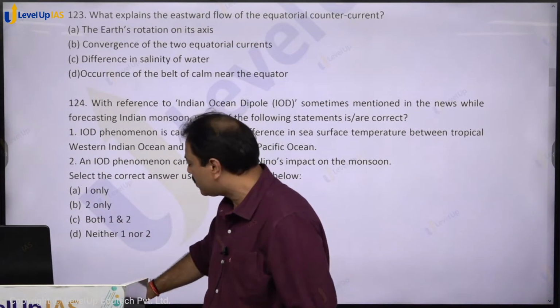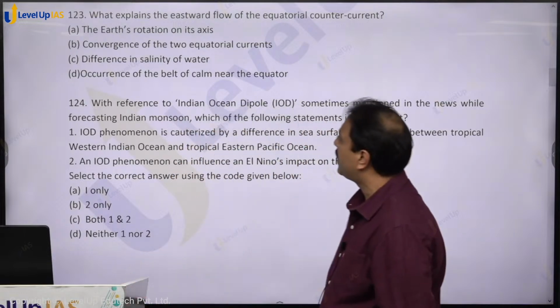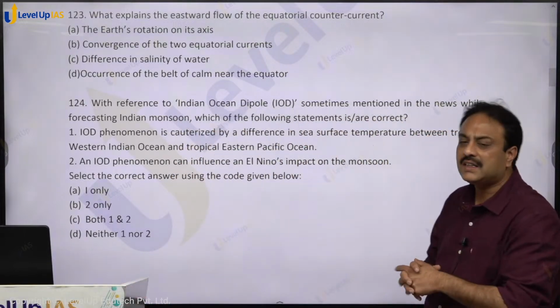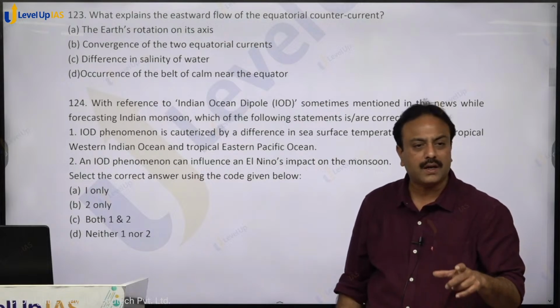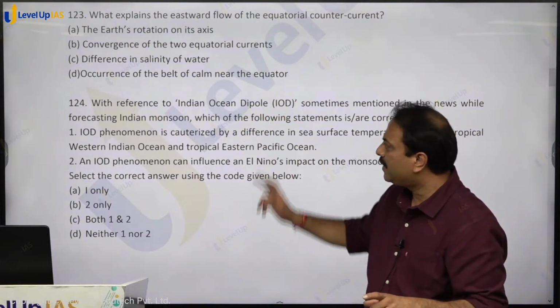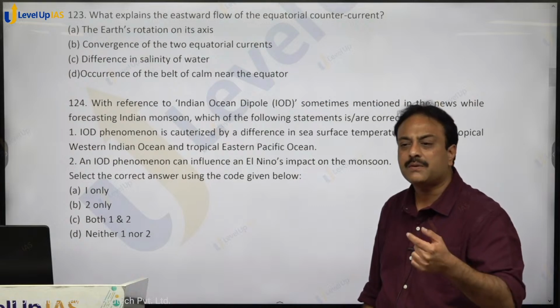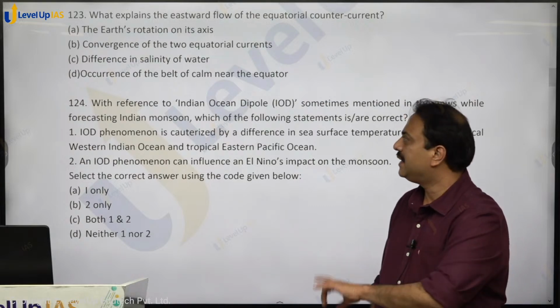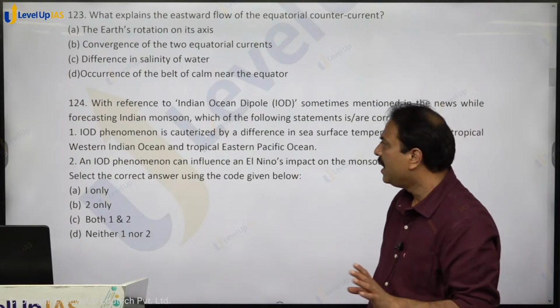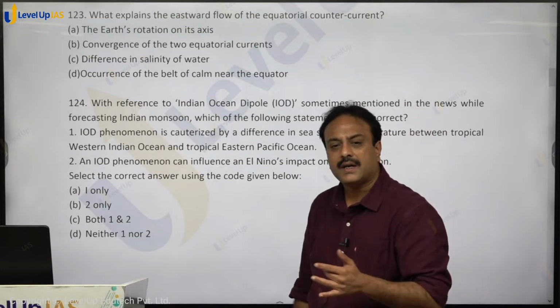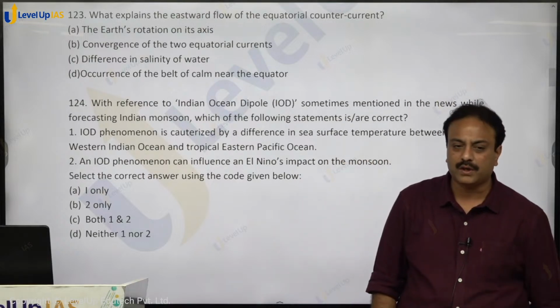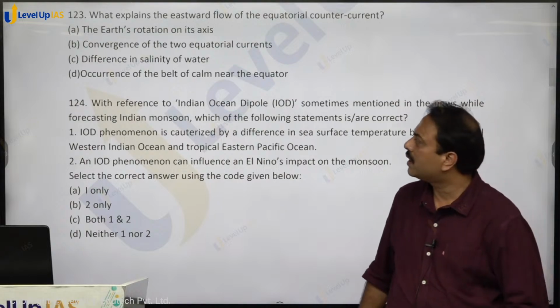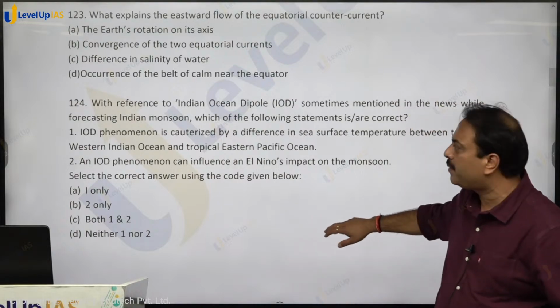Why? Because the two currents are converging over here. So convergence of two equatorial currents results in the genesis of the counter equatorial current. That will be the answer. Difference in salinity of water may be a reason for the genesis of current, but for that reason the counter equatorial current is not formed. Occurrence of the belt of calm near the equator will not favor the movement of water. Are you getting that? So convergence of two equatorial currents, option B will be the right answer.